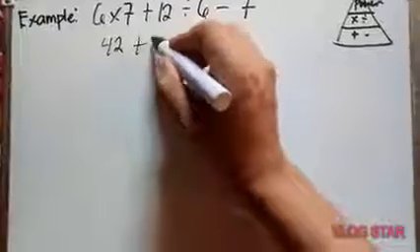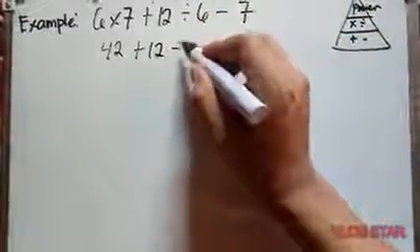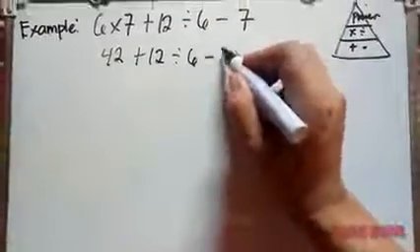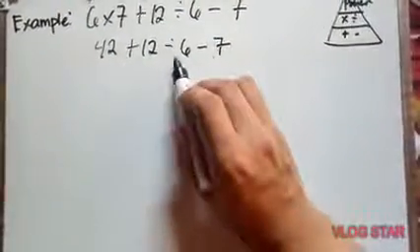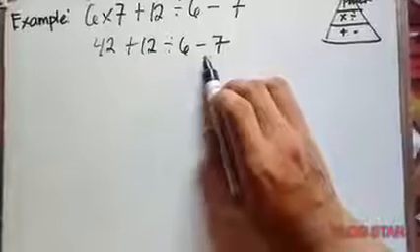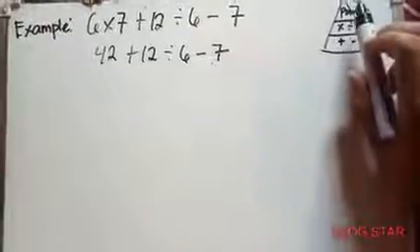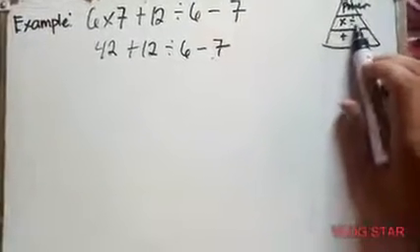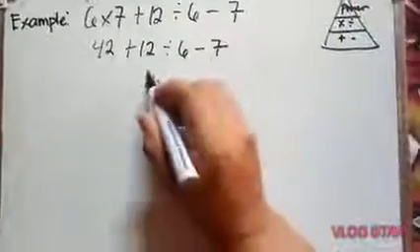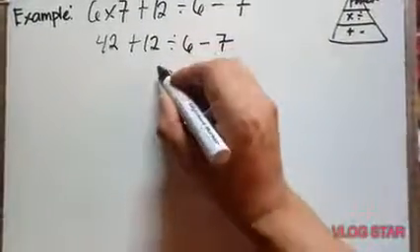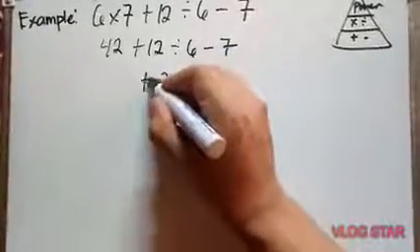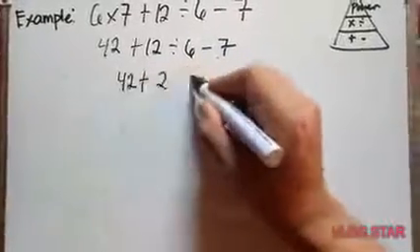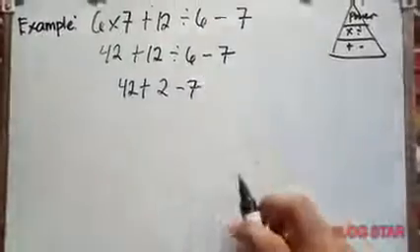Then copy plus 12, then divided by 6 minus 7. So look at the operations: addition, division, subtraction. Then in the hierarchy of operations, it must be division first. So 12 divided by 6, the answer is 2. Then copy plus 42, then minus 7.